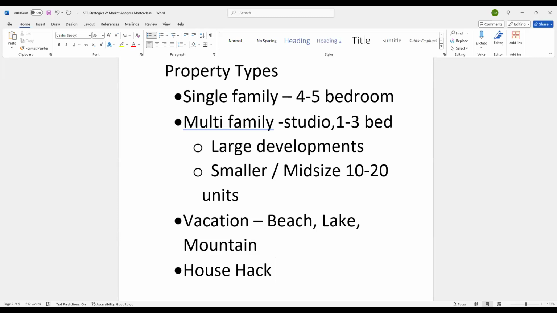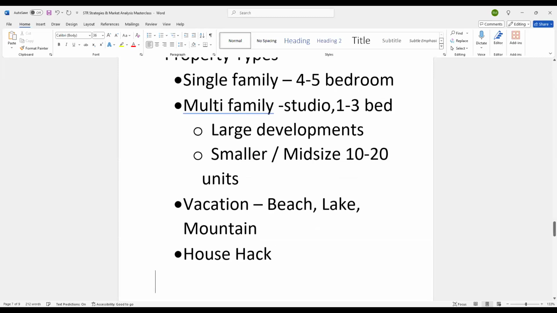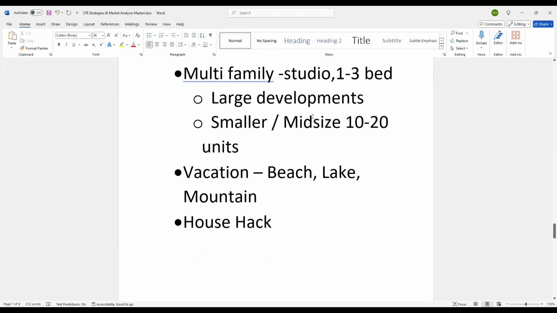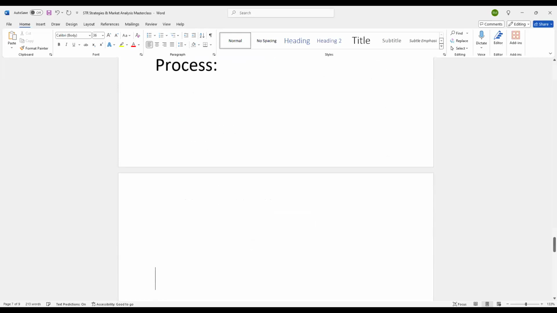So those are your property types. Again, multifamily, go after the smaller ones. Single family, try to look at some of the larger properties as an option. And those are kind of my recommendations on property type. So let's start digging into the process, right? With rental arbitrage, what's involved with the process.